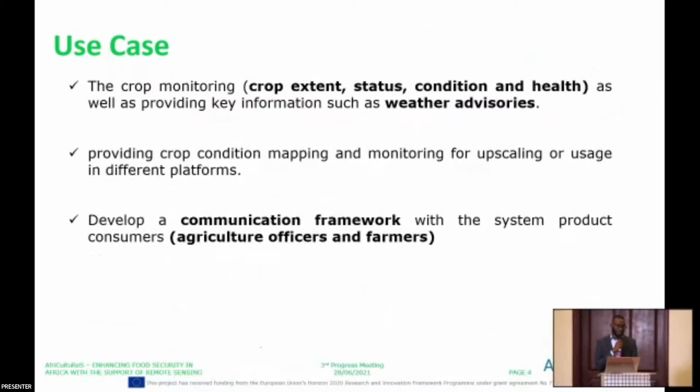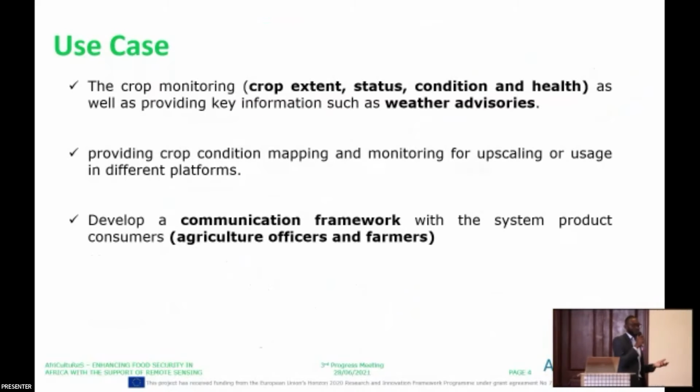So in this use case, particularly, we are focusing on the extent of crops and their status, condition and health at the field level, and also trying to offer intervention measures, weather advisories, and all that. By providing this crop mapping and monitoring, we can help farmers avert unforeseen losses because of information that they don't have.